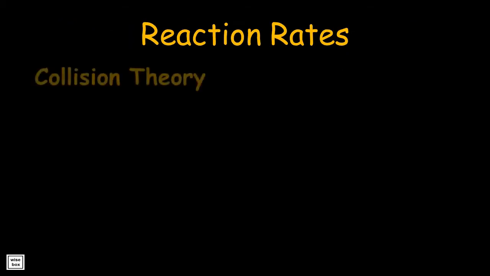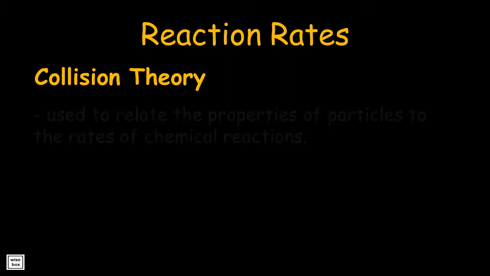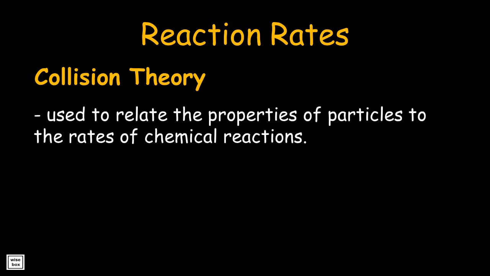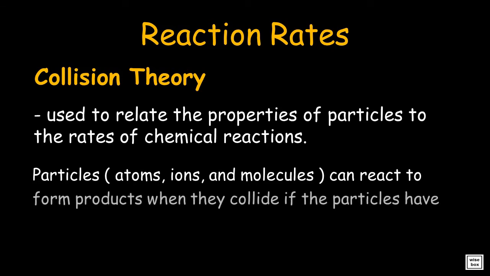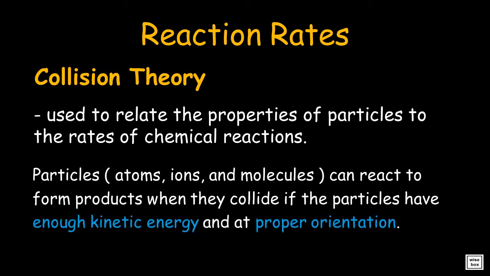First, let us understand the collision theory. It is used to relate the properties of particles to the rates of chemical reactions. According to collision theory, atoms, ions, and molecules can react to form products when they collide, if the particles have enough kinetic energy and proper orientation.